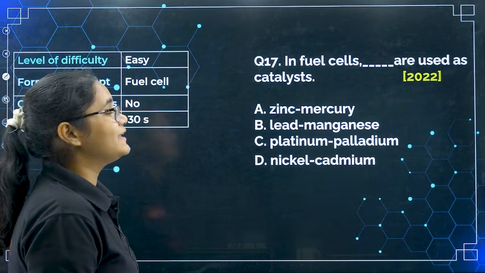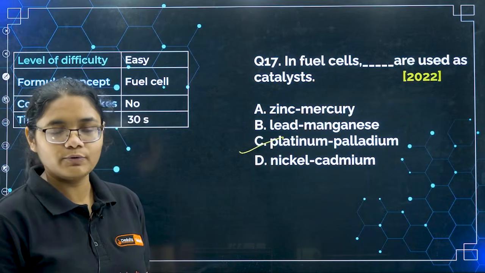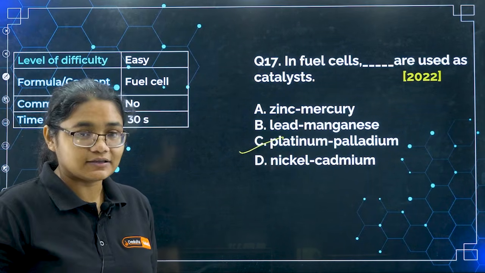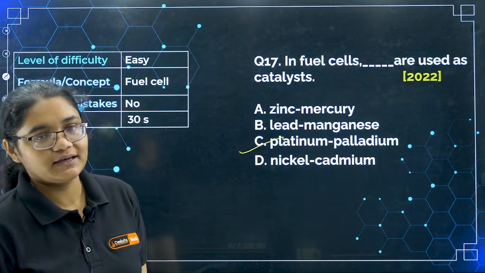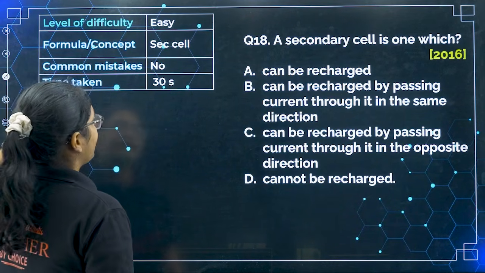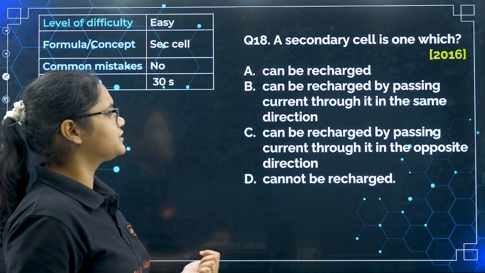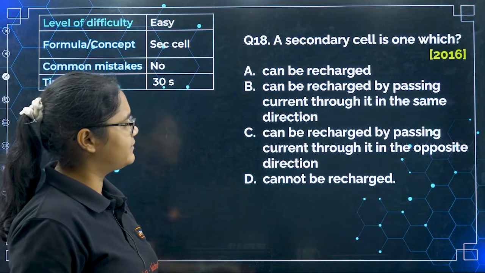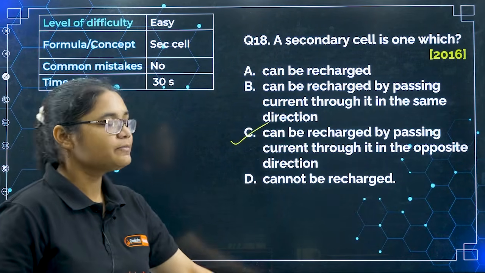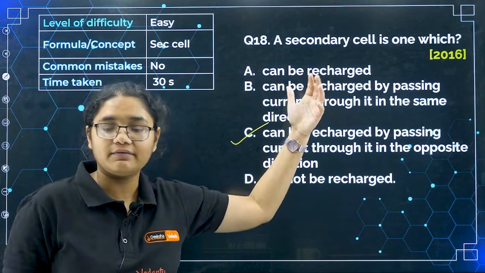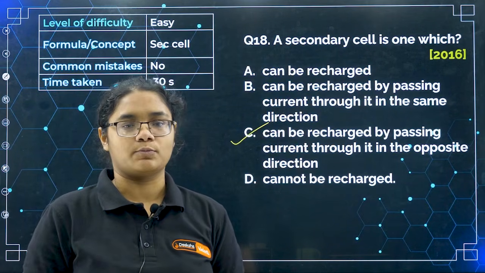In fuel cells, dash are used as catalysts. A very direct question. Platinum and palladium, I have told you, are used as catalysts to increase the absorption of hydrogen and oxygen gases. Next we have: a secondary cell is one which can be recharged by passing current in the same direction, can be recharged by passing current in the opposite direction. Okay, option A is also correct, but whenever you have more than one correct option, you need to find the most probable option.